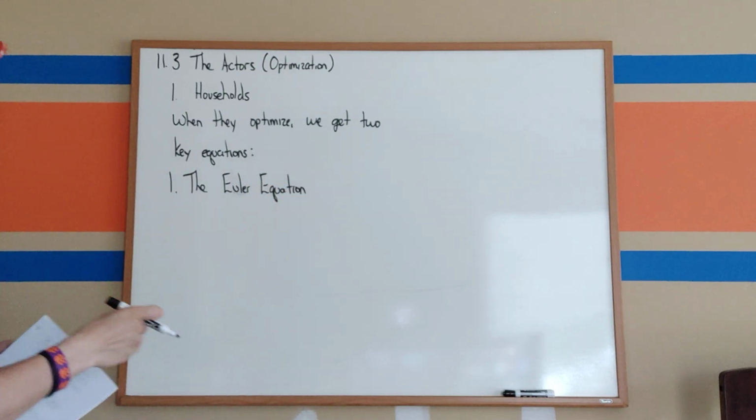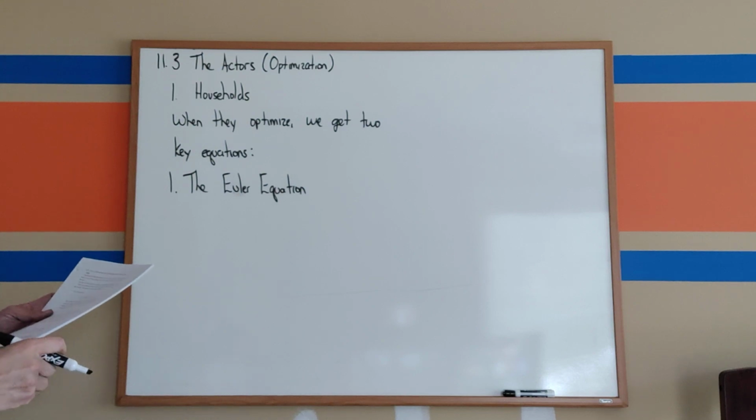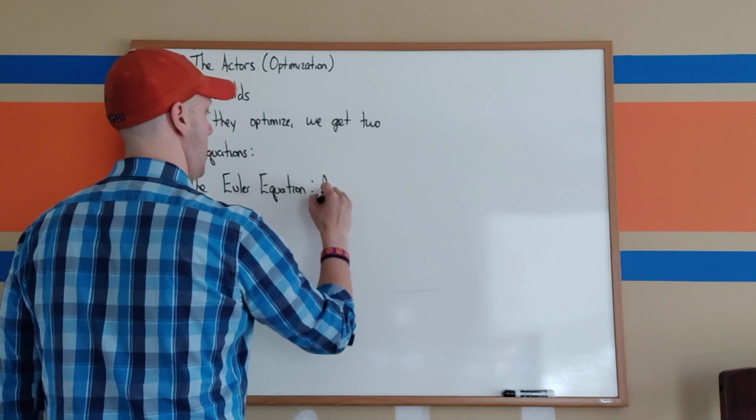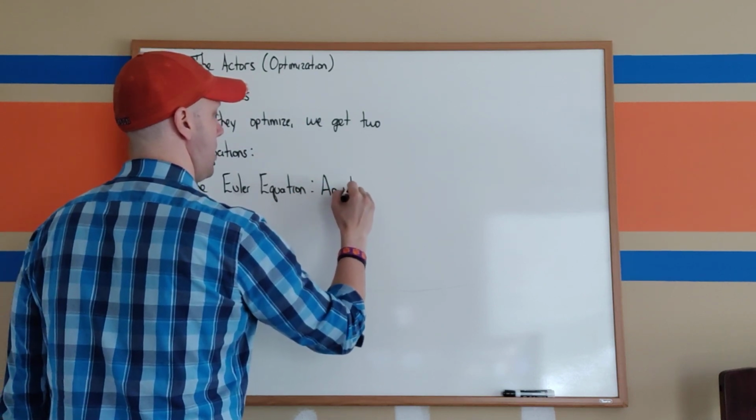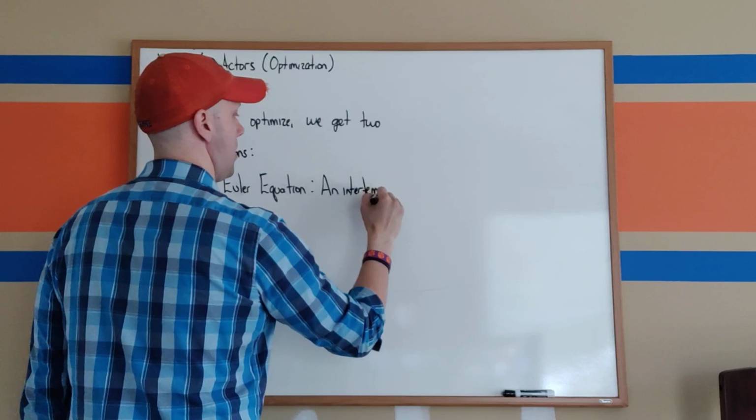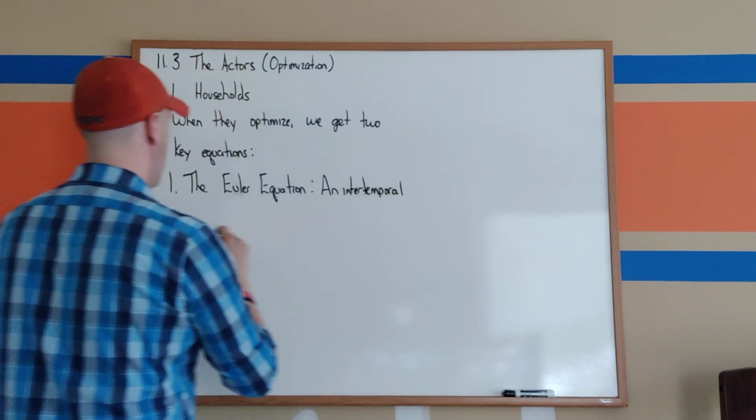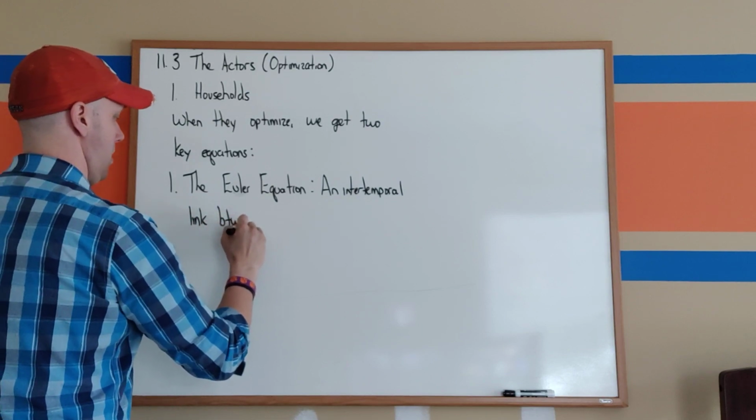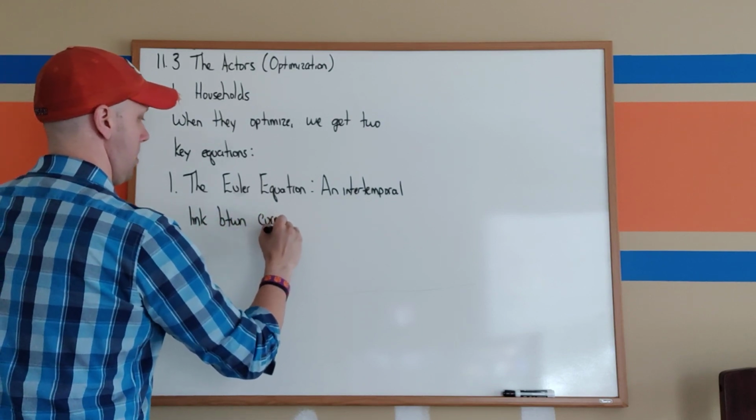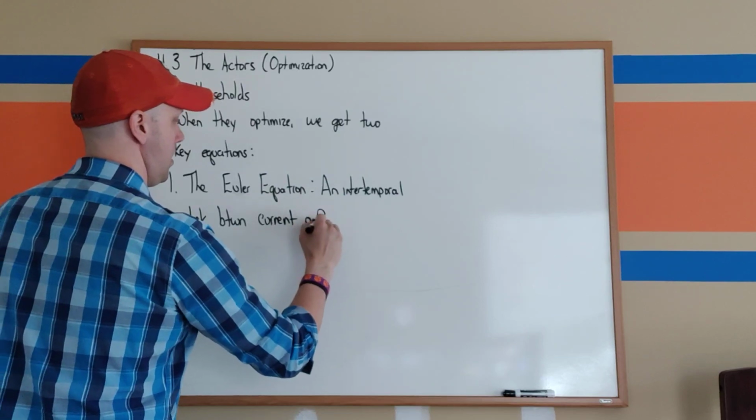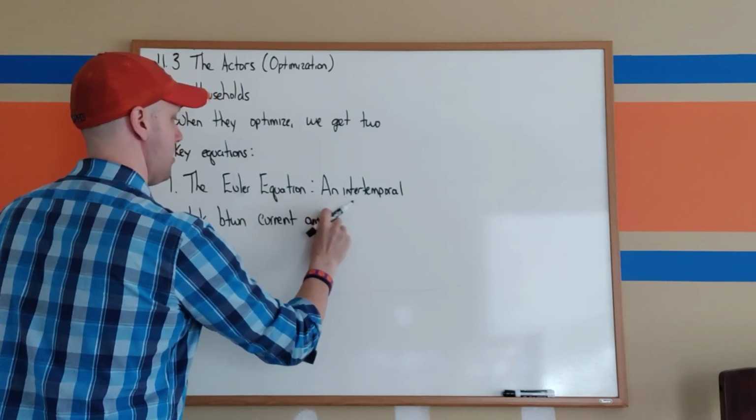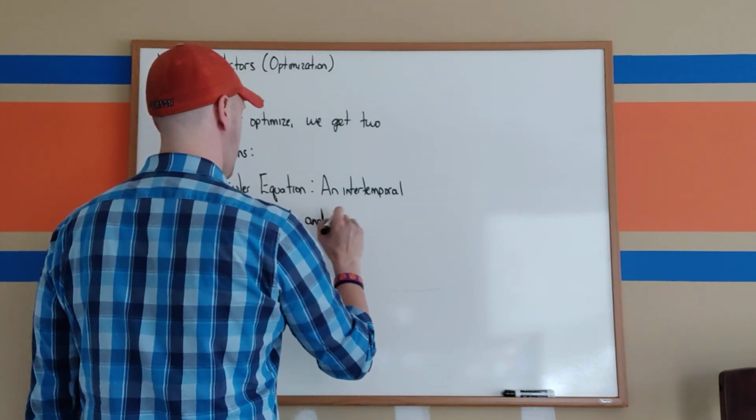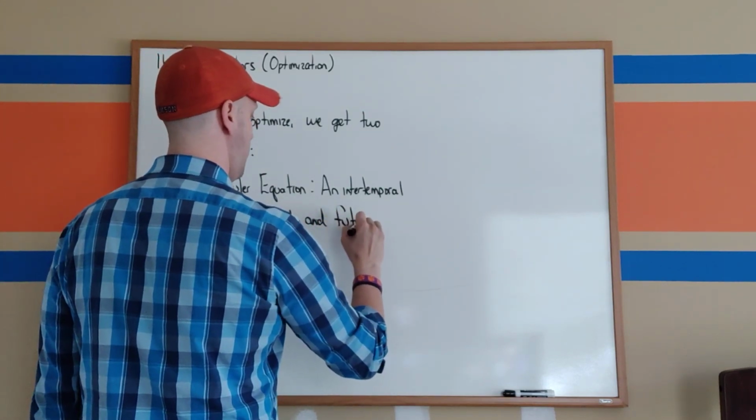Now, when these households optimize, we get two key equations. The first one is what's referred to as the Euler equation. Getting ahead of myself here. This Euler equation is an intertemporal link between current and future consumption.